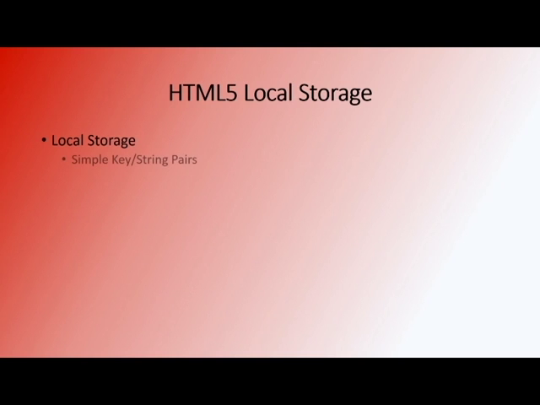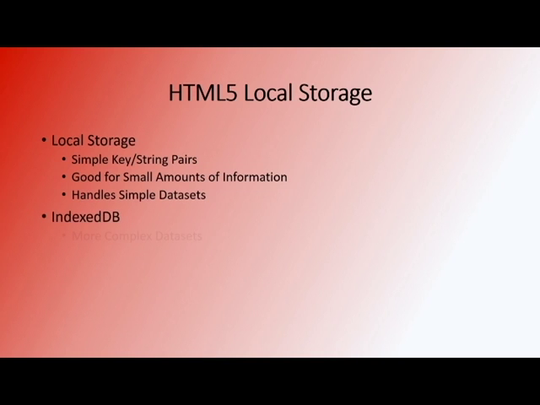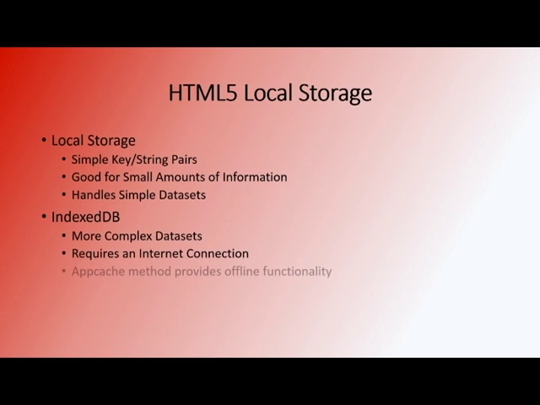HTML5 provides several technologies for us to store and manipulate data. We can use a simple database, such as local storage, to store and manipulate key and string pairs. We can use something more advanced, known as IndexedDB, to store more complex data sets. IndexedDB is normally a technology that will require an internet connection. However, we can store data offline using a manifest file and app caching. The manifest file tells the user agent which files it needs to store so we can run the application in an offline setting.